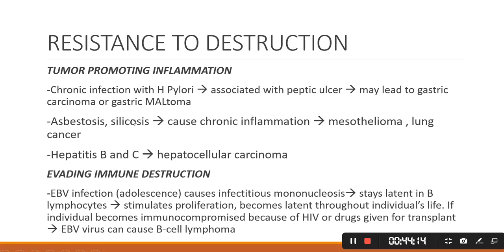Foreign antigens like asbestos or silica in the lungs can cause chronic inflammation which keeps on injuring the lung, and it can cause a malignancy of the lung, causing mesothelioma or lung cancer. Hepatitis B and C are the viruses present in our liver cells, and they can cause hepatocellular carcinoma.